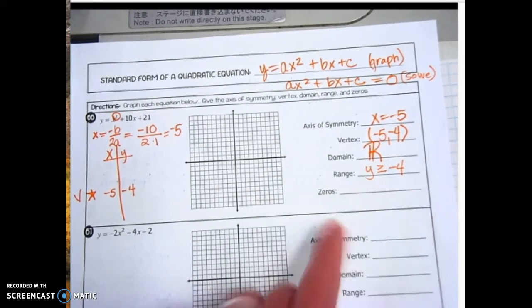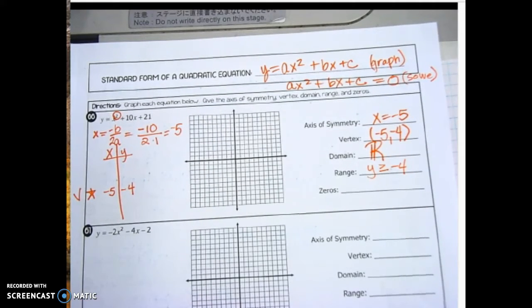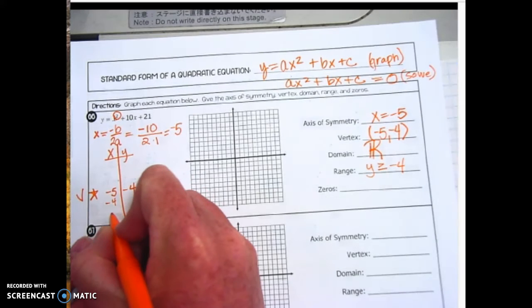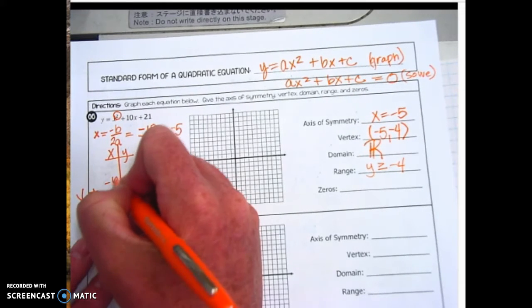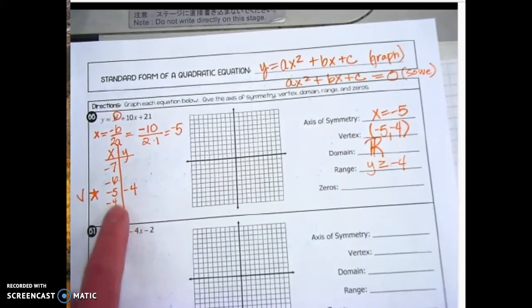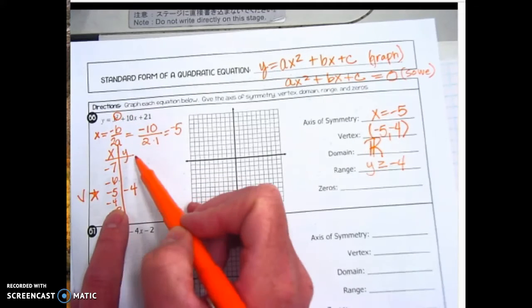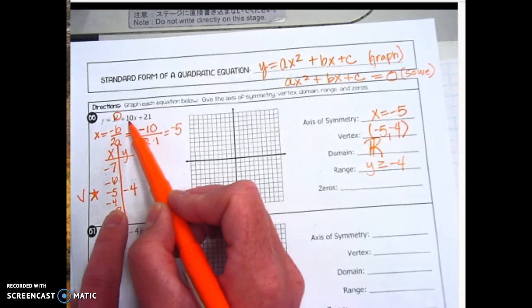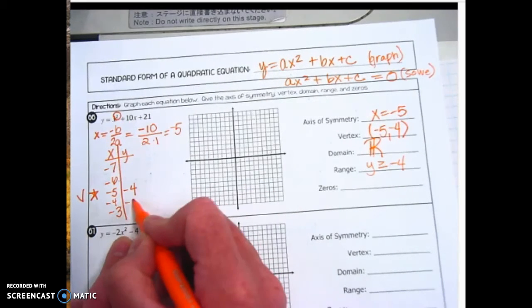We'll see if there's any zeros in just a second, but let's try plugging in numbers to the right and to the left. So to the right, we're going to have -4 and -3. To the left, we'll have -6 and -7. Okay? So let's plug in -4. When we plug in -4 to x squared, we get 16. 10 times -4 is -40. So 16 minus 40 plus 21. If you punch that in your calculator, you should get -3.